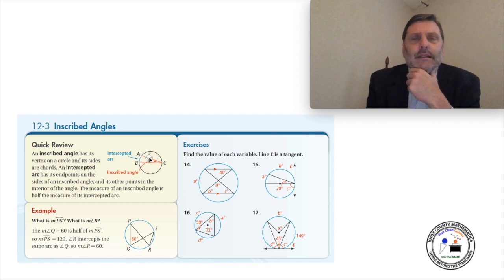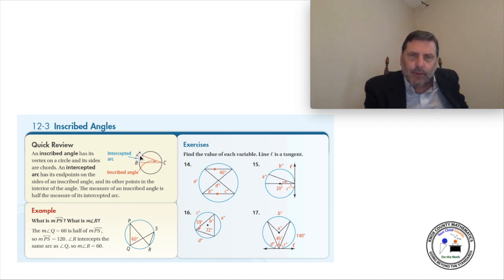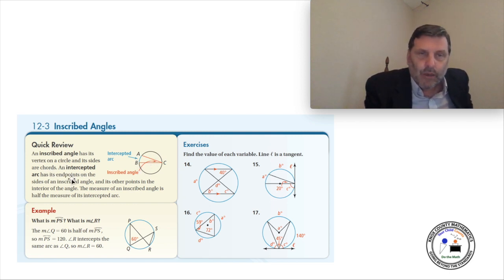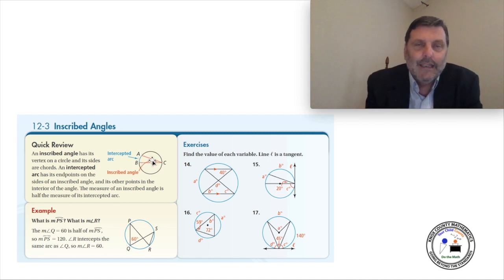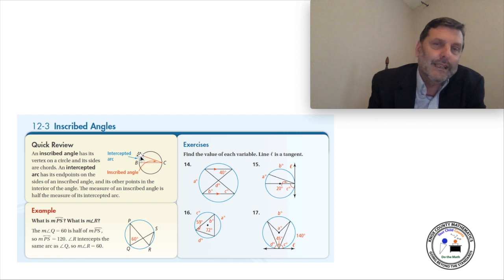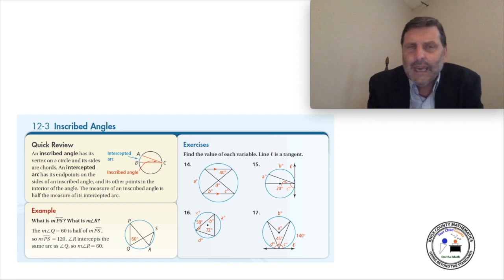Once that inscribed angle is created, it produces an arc, a small section of the circle, AB, right here where I'm circling. That is called an intercepted arc. And we've got the inscribed angle. There's a relationship. An intercepted arc has an endpoint on the side of the inscribed angle and the other points on the interior of the angle. So in other words, an inscribed angle forms an angle and it gives an intercepted arc. So how does that really help me out?